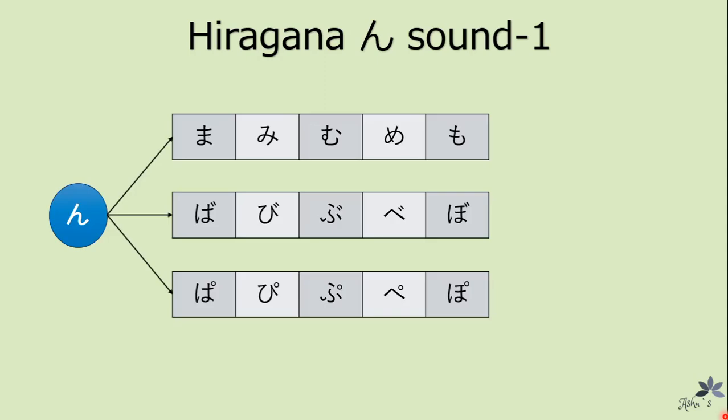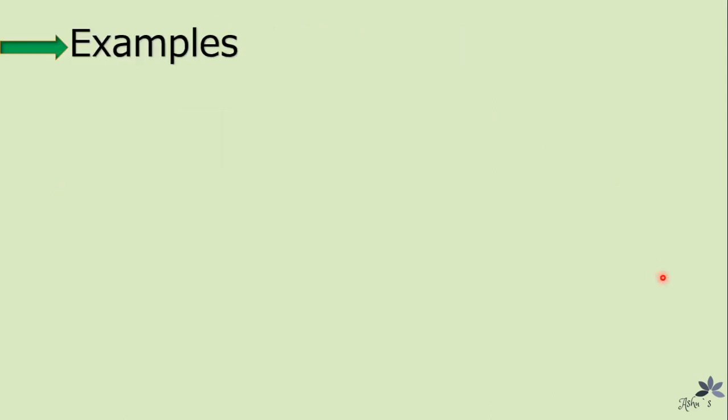Firstly, when this alphabet N comes before the alphabets of the Ma line, Ba line and Pa line, it is to be pronounced as M, like in ample. Okay, I'll go once again. When the Hiragana letter N comes before the Ma line alphabets, the Ba line alphabets, and the Pa line alphabets, it should be pronounced as M, like in ample. I have some examples here.